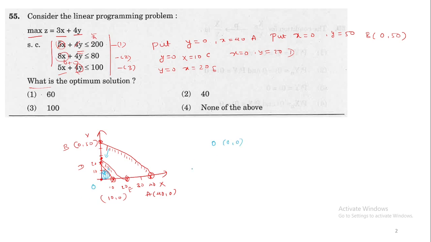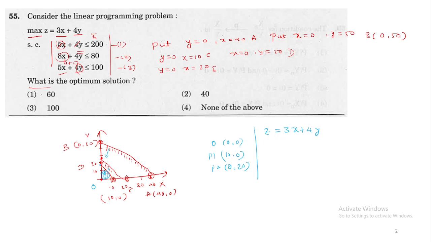O is (0, 0), and then this point we have (10, 0), and next we have this point, which is (0, 20). So they are asking for the maximum. Let us say this is the origin. So what is our objective function? Z equals 3x plus 4y.